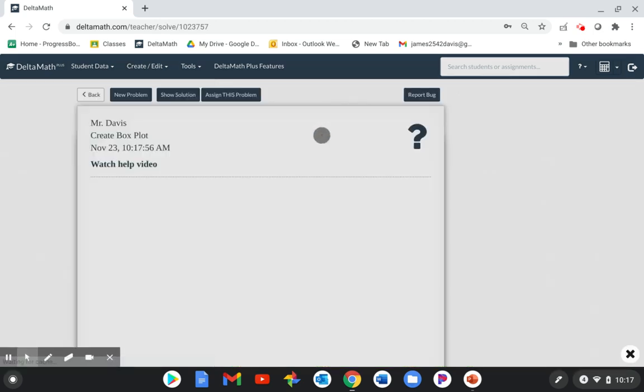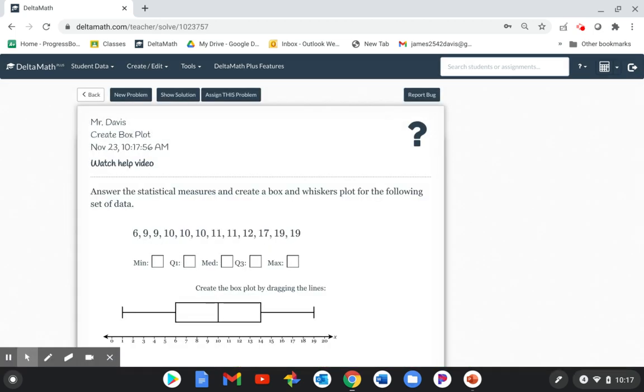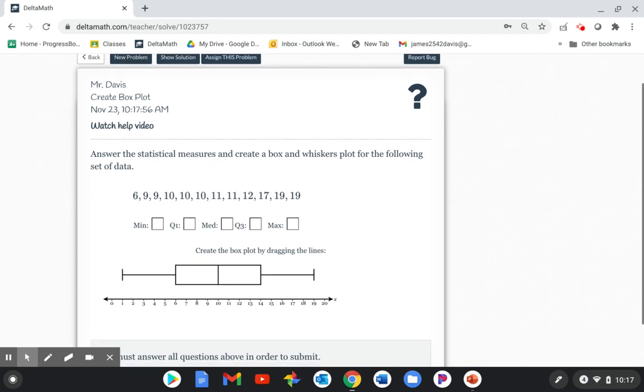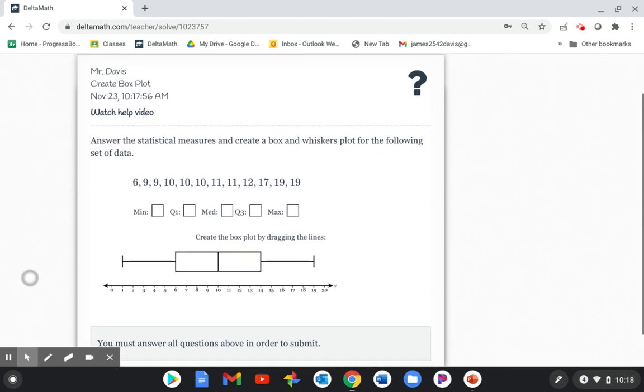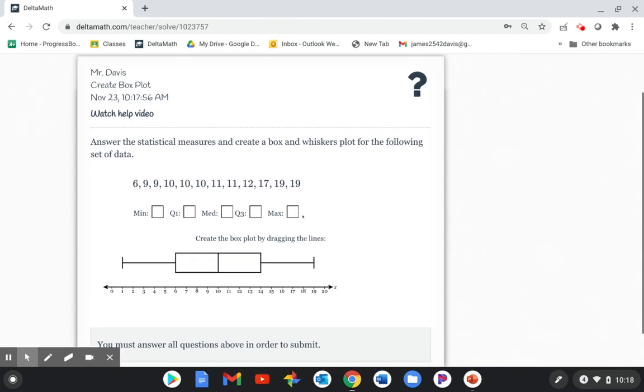So the first part of the assignment is going to be creating a box and whisker plot. Now it's already done that for you. You're just going to fill in this 5-number summary and then drag it accordingly. Also on all these it's already put them in order from least to greatest for you. So it's not too bad here. I'm going to go ahead and list the min, which is obviously 6, and the max, which is 19.